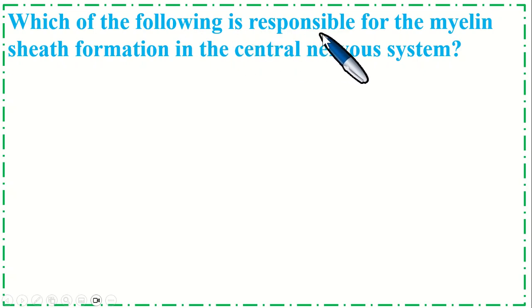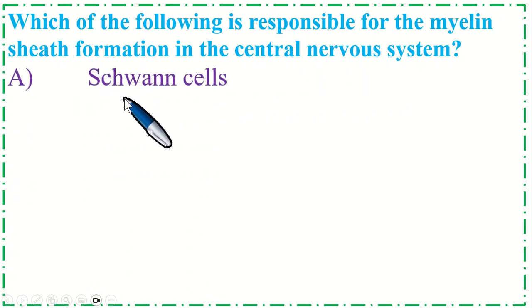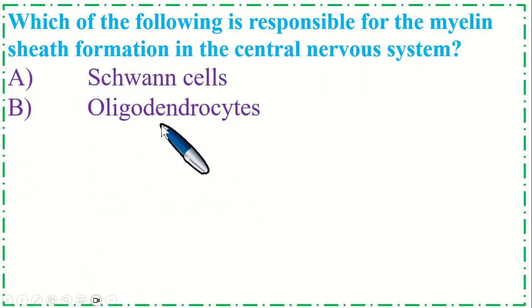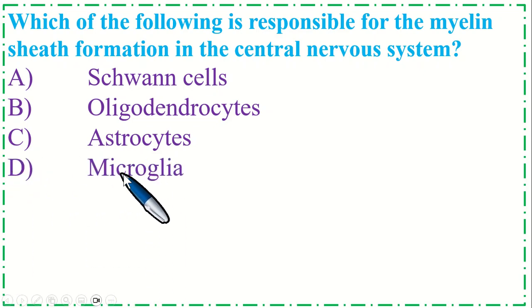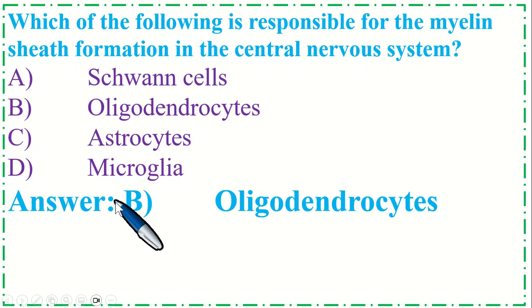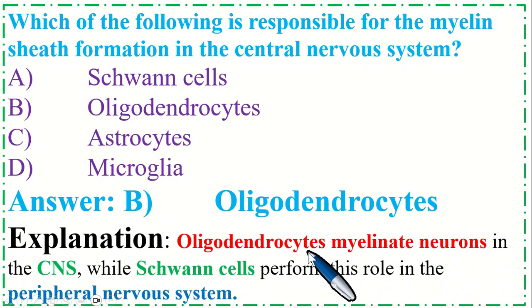Which of the following is responsible for the myelin sheath formation in the central nervous system? Option A, Schwann cell, B, oligodendrocytes, C, astrocytes, option D, microglia. So the correct option is B, oligodendrocytes. The oligodendrocytes myelinate neurons in the CNS, central nervous system, while Schwann cells perform this role in the peripheral nervous system.